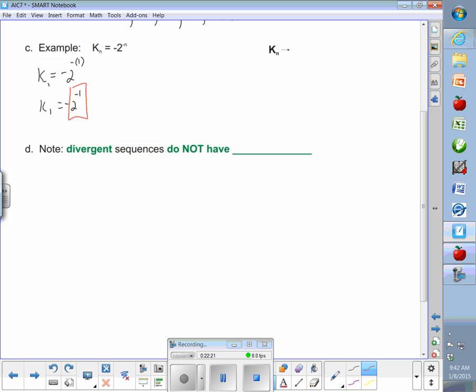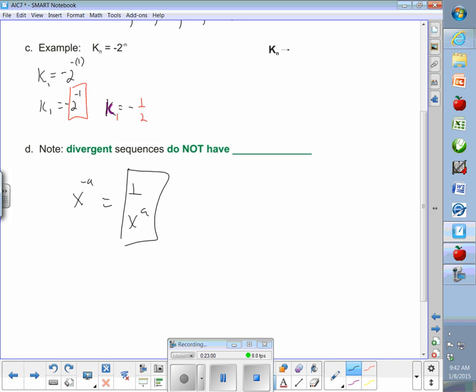What is 2 to the negative 1? You should all know this. We've done negative exponents. What is it? What is x to the negative a? Say it if you know it. 1 over x to the a. Will you please do that to the 2? What is 2 to the negative 1? 1 over 2. K sub 1 is negative 1/2.